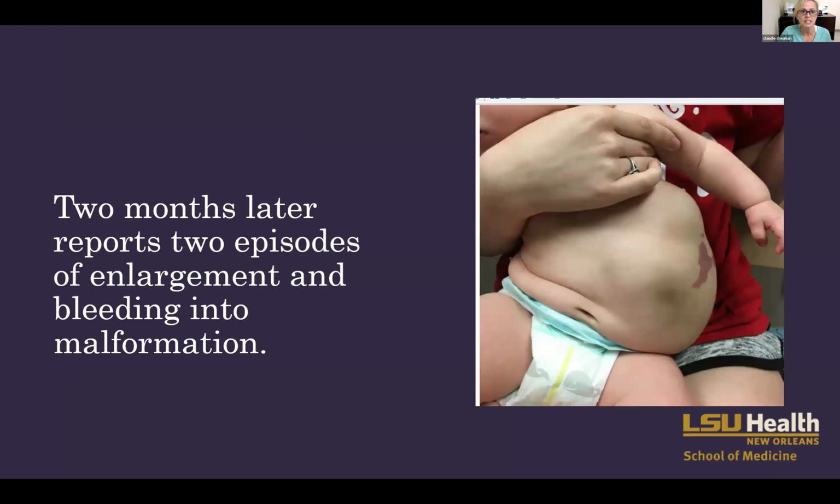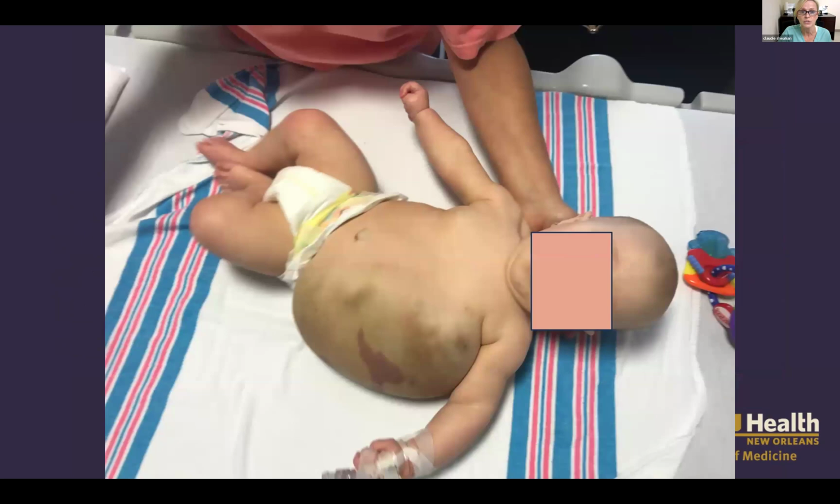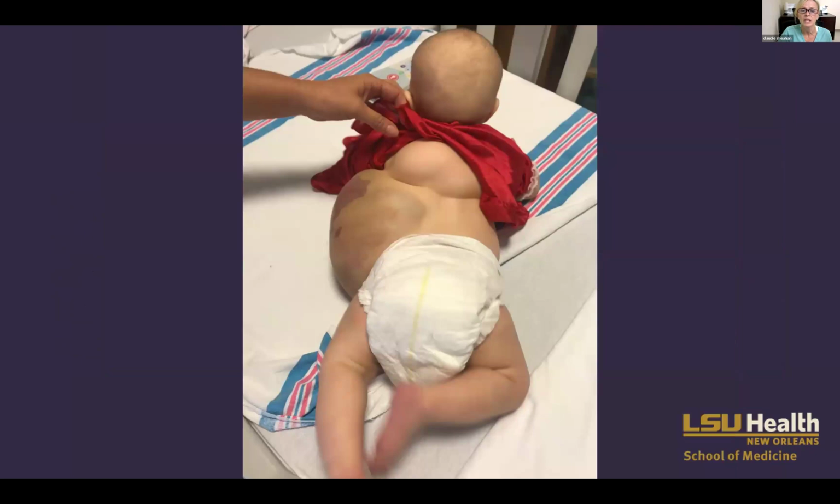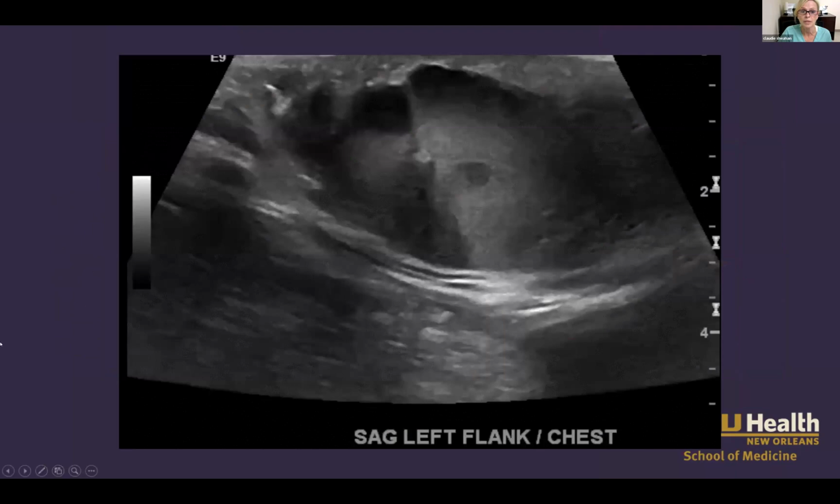2 months later, she presented to us in our clinic. She'd had some enlargement and bleeding in the malformation. You can see here the appearance of the lesion does appear to be bruised and discolored and very consistent with bleeding. And you can see both lesions appear to be growing a bit faster than we were comfortable with, or at least faster than we were hoping.